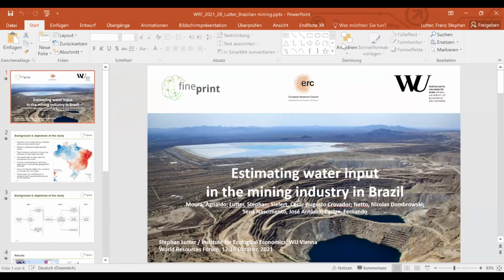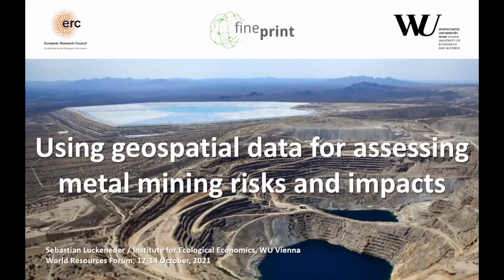Mr. Sebastian Luckeneder is a second year PhD candidate at Vienna University of Economics, same group, and a teaching and research associate at the Institute for Ecological Economics. His main fields of scientific interest include spatial statistics, resource extractivism, development economics, and political economy. Sebastian, then you do your presentation first.